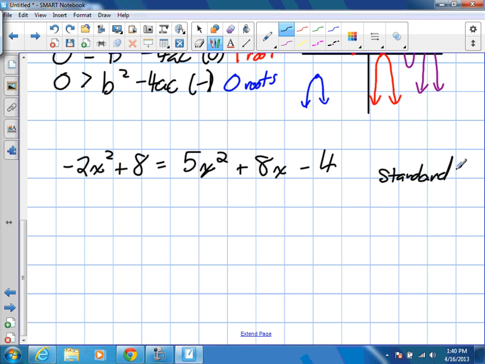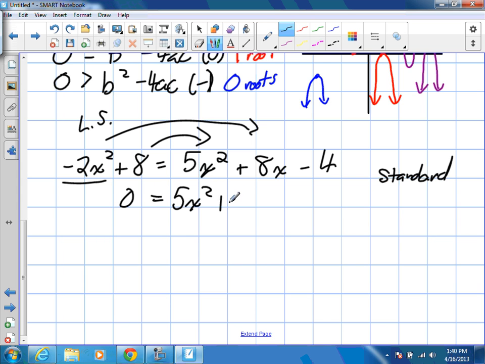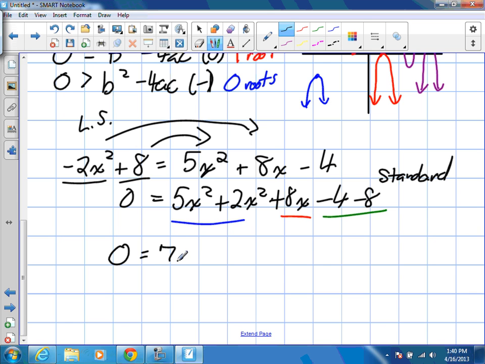Well, to put this in standard form, I'm going to move 8 and negative 2x to the other side. What will be left on the left side of the equation? 0. When I move those two, we'll have nothing left. So we'll have 5x squared. This will become positive, plus 8x, minus 4, and that 8 will become negative. Then we collect our like terms. So I'm just going to quickly underline what are like terms. We have 0 is equal to 7x squared plus 8x minus 12.